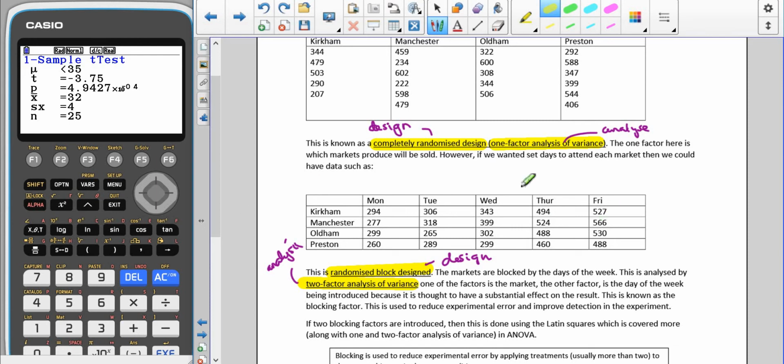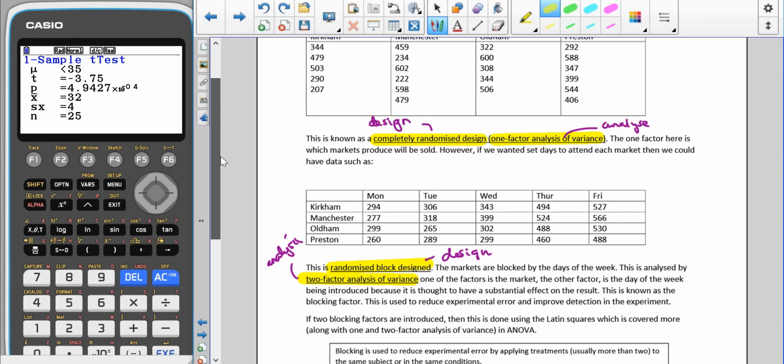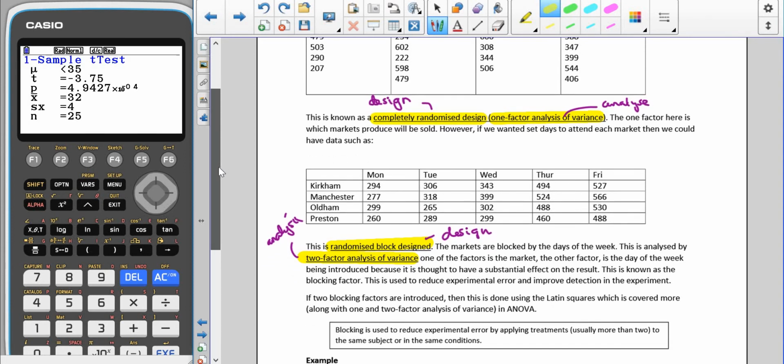Because maybe, I know that where I grew up, the markets were open Thursdays and Saturdays, so maybe more people are going to go on Thursday, maybe more people are going to go on a Saturday, because they might go to the greengrocers when they're going to the markets. But again, we're thinking that the day of the week is going to be affecting our sales. So this is known as the blocking factor. So the days of the week are our blocking factor. And this is used to reduce experimental error and improve the detection in the experiment.